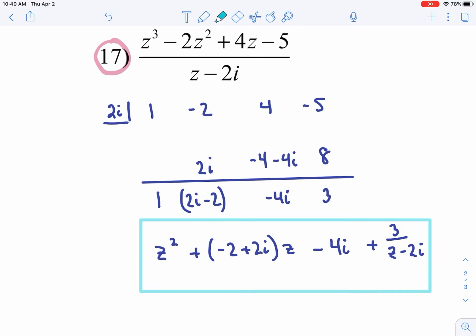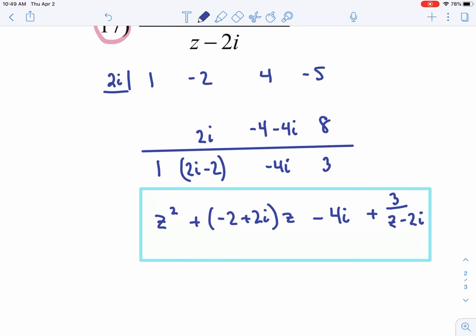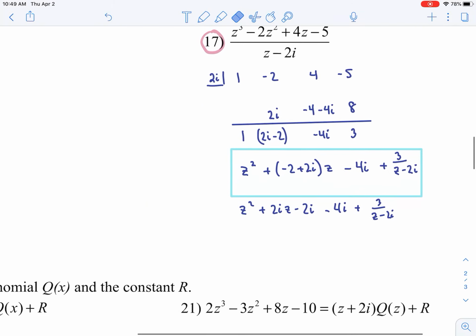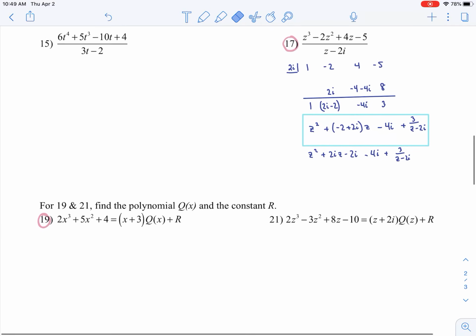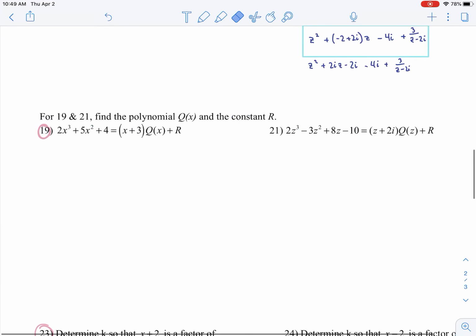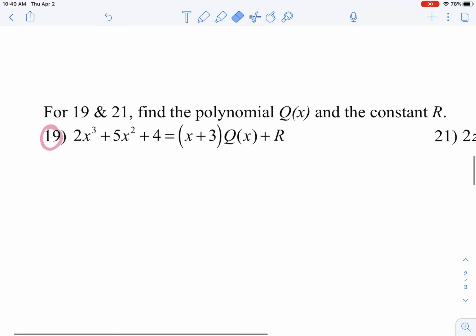That's a good answer. Another good answer, you could expand this out. If you wanted to expand this out right there, both are great answers. Okay. All right, so that was the exact same thing. I just had some i's in there. Try 19 and 23.